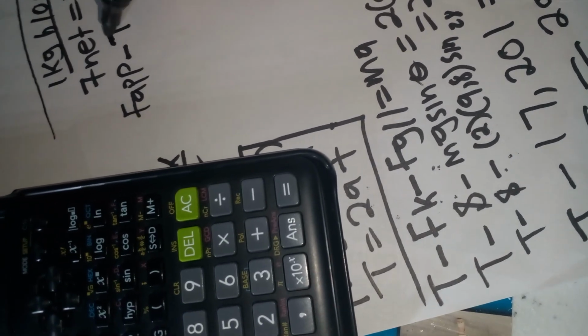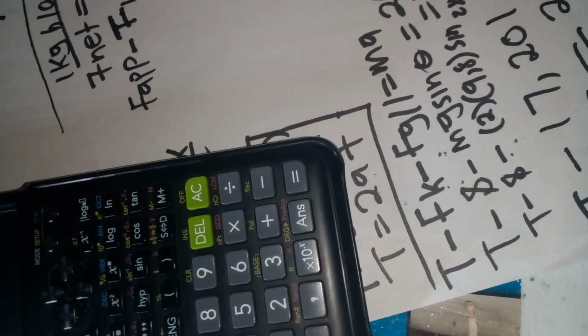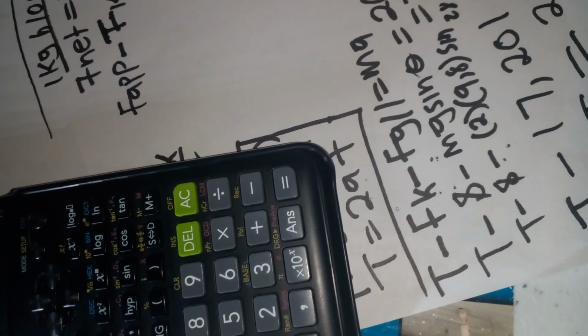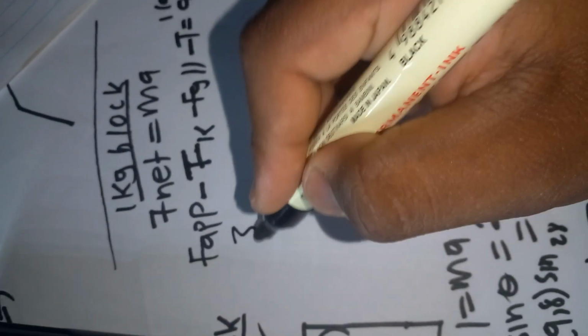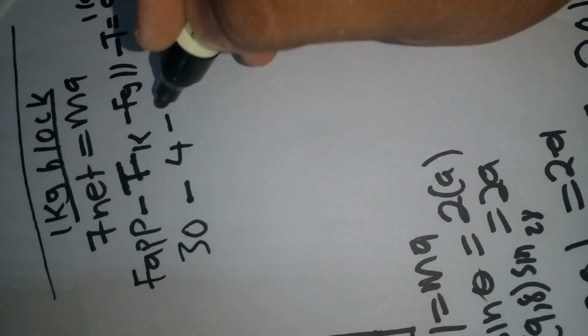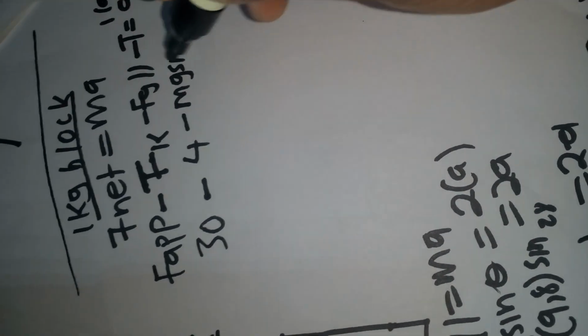Let me just say minus kinetic friction because it was given. So minus Fk minus Fg parallel. This one must always be there. Minus tension is equal to a, because 1 times a is a. Okay. So let's continue. My force applied is 30, my kinetic friction is 4. So 30 minus 4 minus mg sine theta minus T equals a.